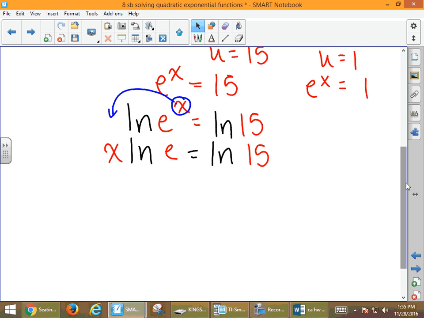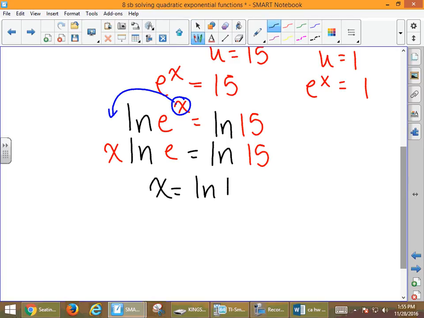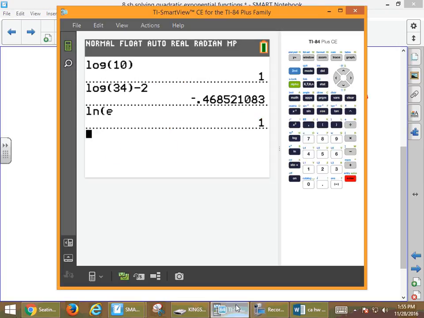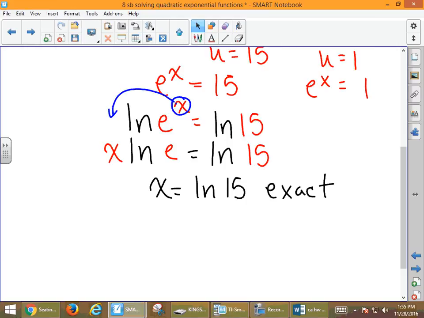So ultimately over here on the left side, this is x times 1, which is x, equals natural log of 15, which is our exact answer. And then if we want to know the decimal approximation, we can simply type in natural log of 15, which is approximately 2.7081.